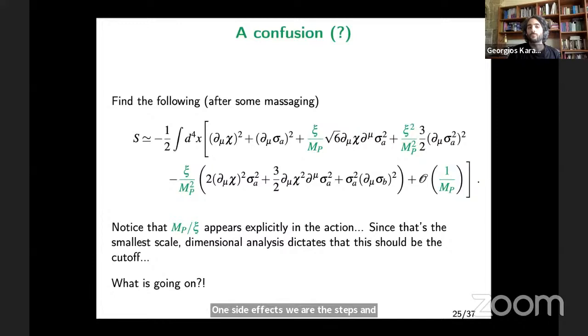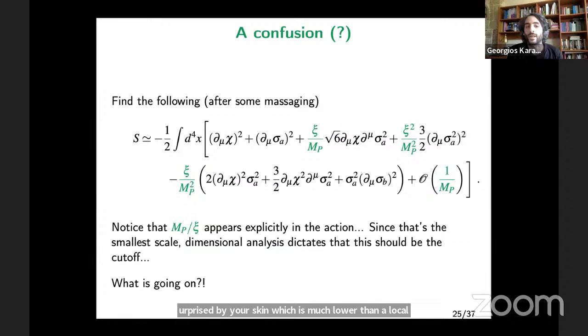Once I effectuate all these steps and do some massaging, I'm going to end up with an action that reads as I've presented here. So it involves four scalar fields, h and sigma, and three sigma a's. And surprisingly, it also seems that the leading higher dimensional operators are suppressed by a scale which is much lower than M-Planck over square root of xi, and rather it's M-Planck over xi. It's the low energy cutoff.